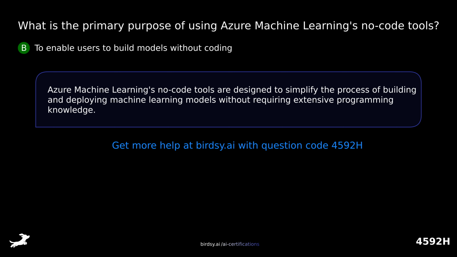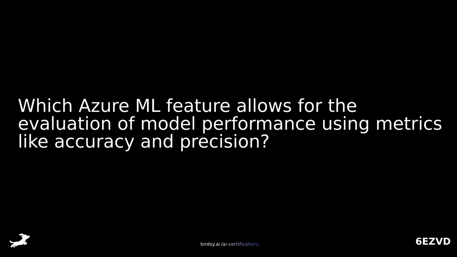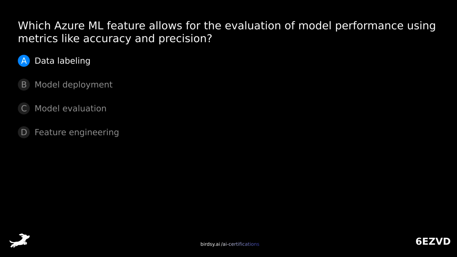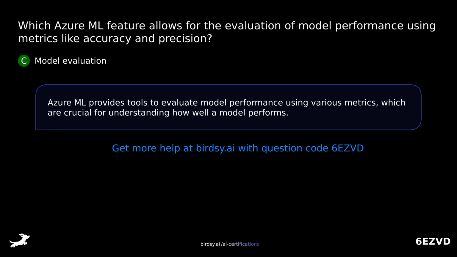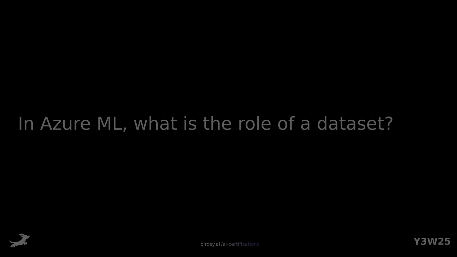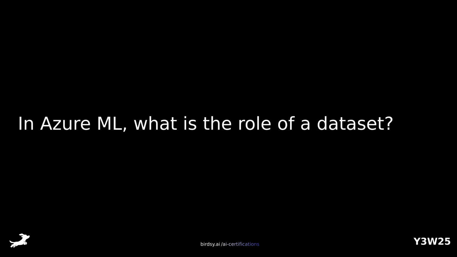extensive programming knowledge. Which Azure ML feature allows for the evaluation of model performance using metrics like accuracy and precision? Is it A, data labeling, B, model deployment, C, model evaluation, or D, feature engineering? The answer is C, model evaluation. Azure ML provides tools to evaluate model performance using various metrics, which are crucial for understanding how well a model performs. In Azure ML, what is the role of a dataset?